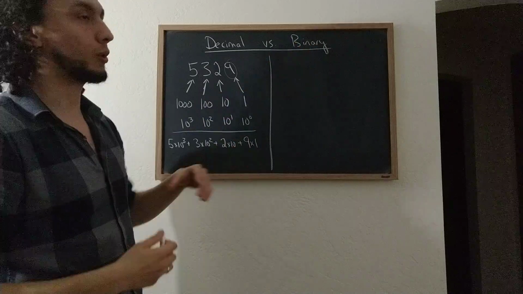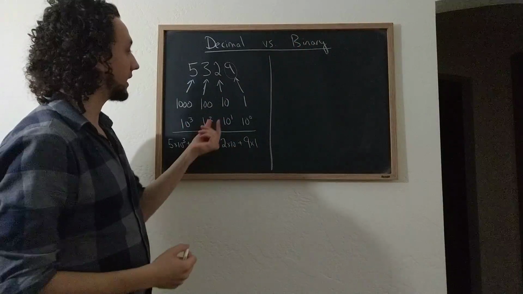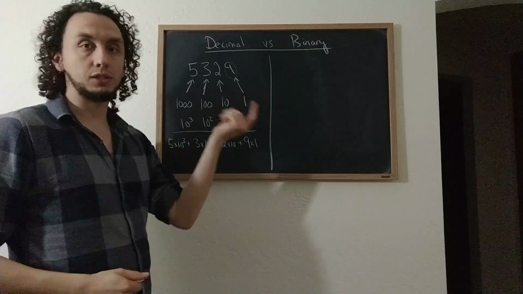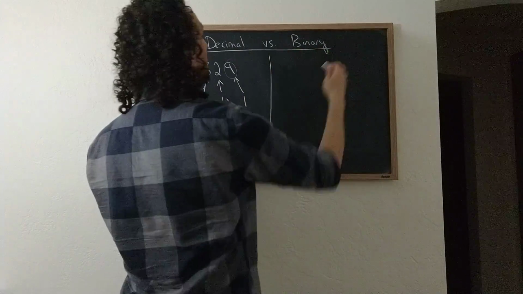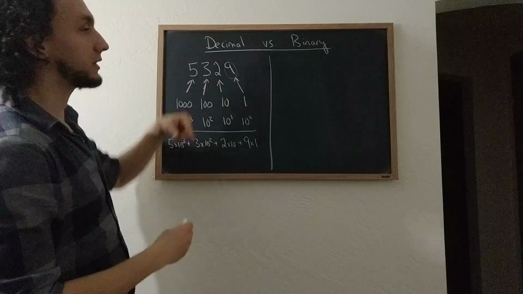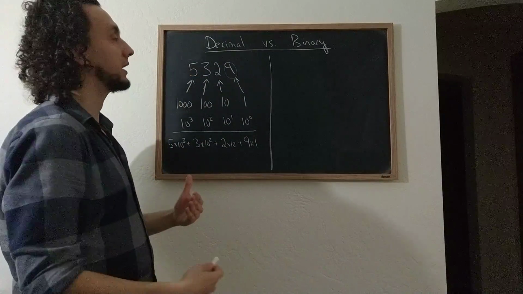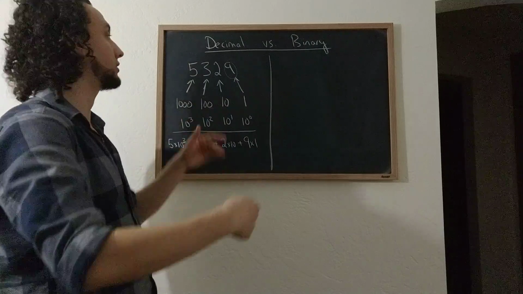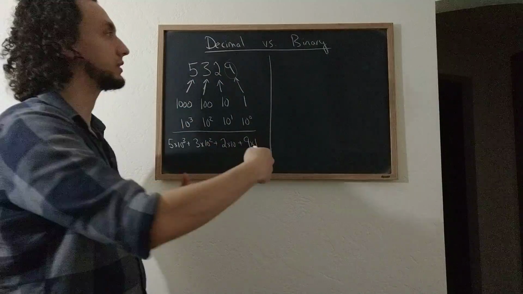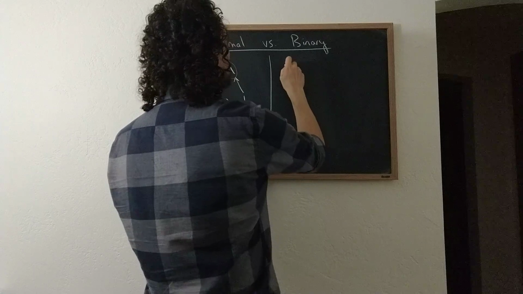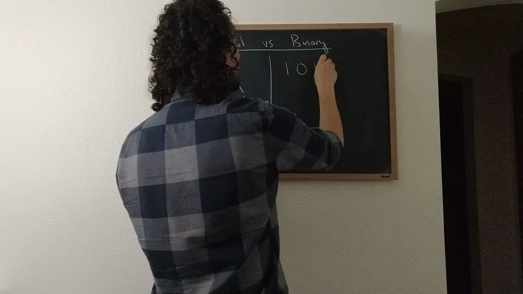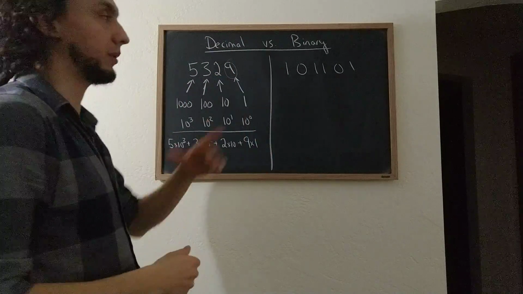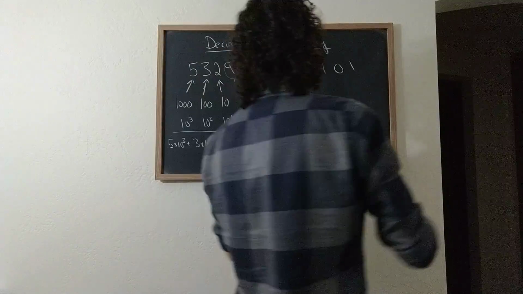The binary system works exactly the same way. The only difference is that instead of being base 10, powers of 10, it's base 2, so it's powers of 2. So if I write down a number in binary, instead of using the digits 0 through 9, I use the digits 0 through 1. I don't go past the number 2, just like in the decimal system, I don't go past the number 10. So a number in binary might look like this: 1 0 1 1 0 1. Right? It's just a random number in binary that I happen to write down.